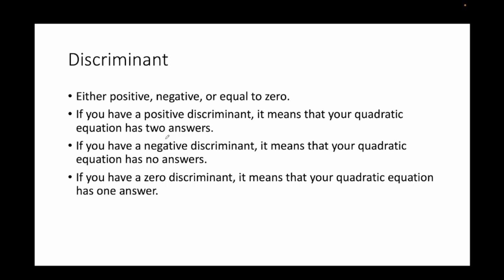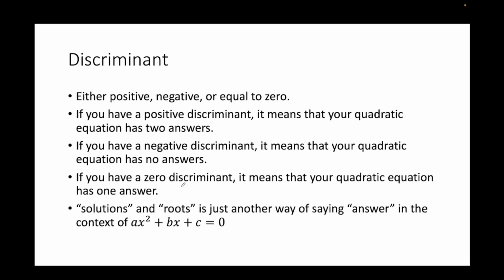You might be wondering, okay, I can memorize positive discriminant two answers, negative discriminant no answers, 0 discriminant one answer, but I have no idea what that even means. Nothing's really come to mind, and I'm not quite sure how I'm supposed to use this. Check this out. Also, make sure you memorize that solutions and roots is another way of saying answer in this context.